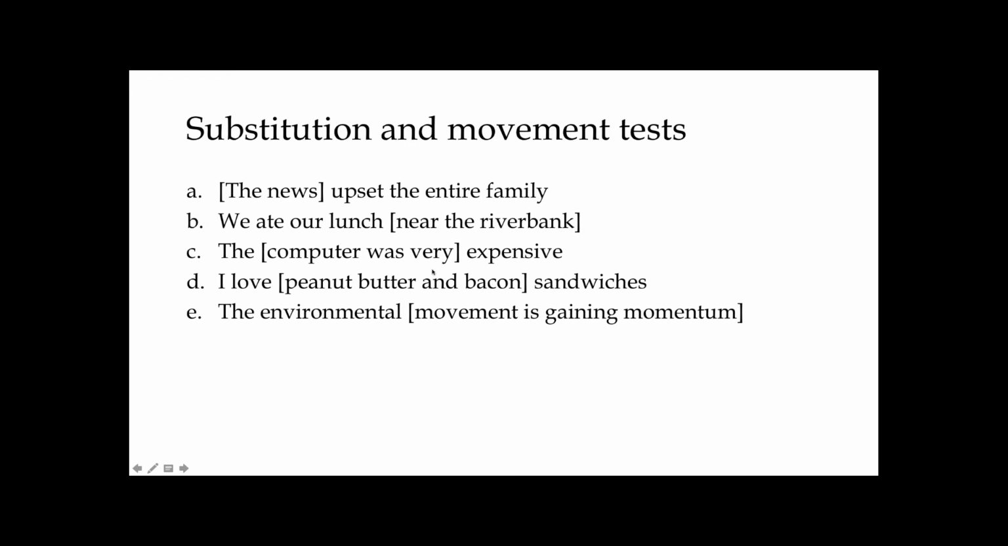But in this one, "the computer was very expensive," I cannot do "computer was the expensive." That doesn't work. There's nothing I can do to move these three elements together, and there's nothing that I could put in here that would replace these three words. This is a sign that this is not a constituent. The boundary isn't here. The boundary is in fact here. "The computer" is one element, "was very expensive" is another. This is a false grouping.